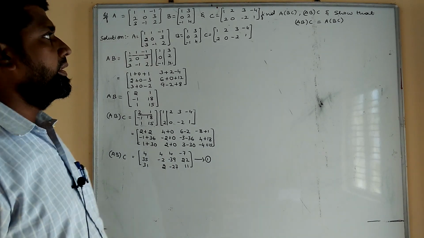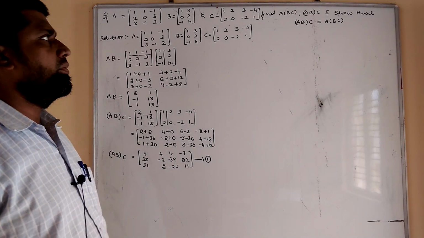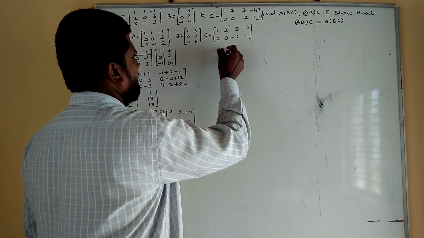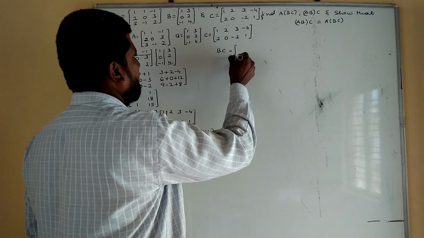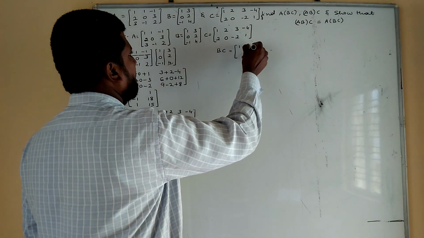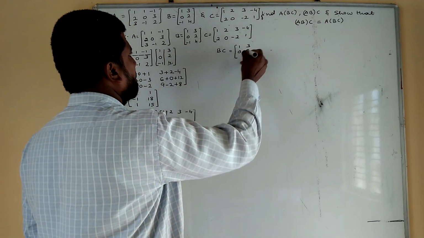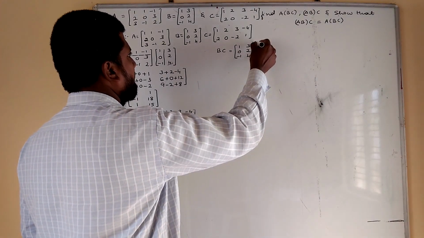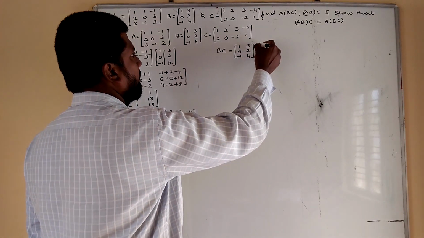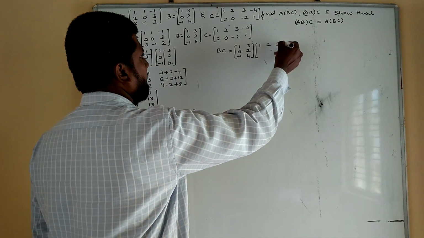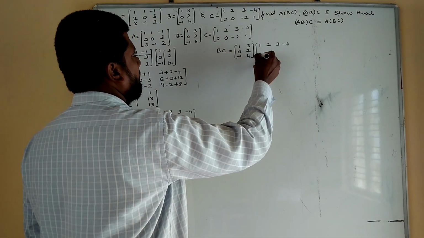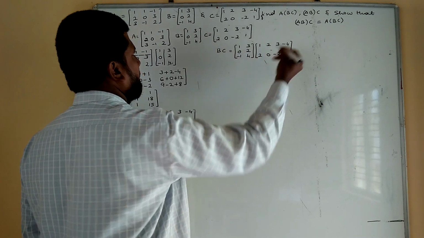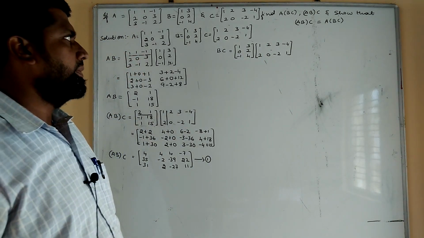Now let us take the A into BC. In that, let us find first BC. Let us take BC. What is B? 1 3, 0 2, minus 1 4. So this is the B. Let us take the C: 1 2 3 minus 4, 2 0 minus 2 1. This is the C. I have taken B and C. Let us multiply.